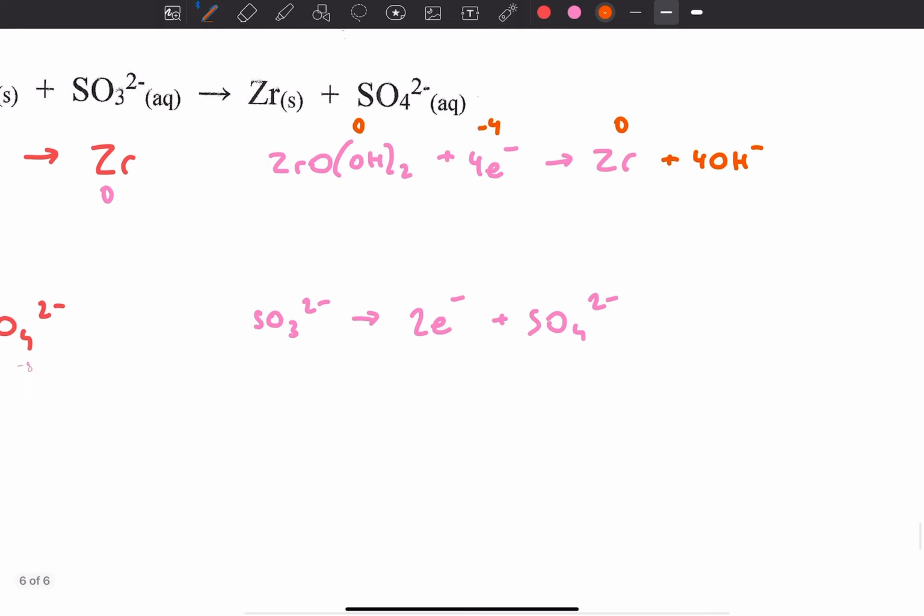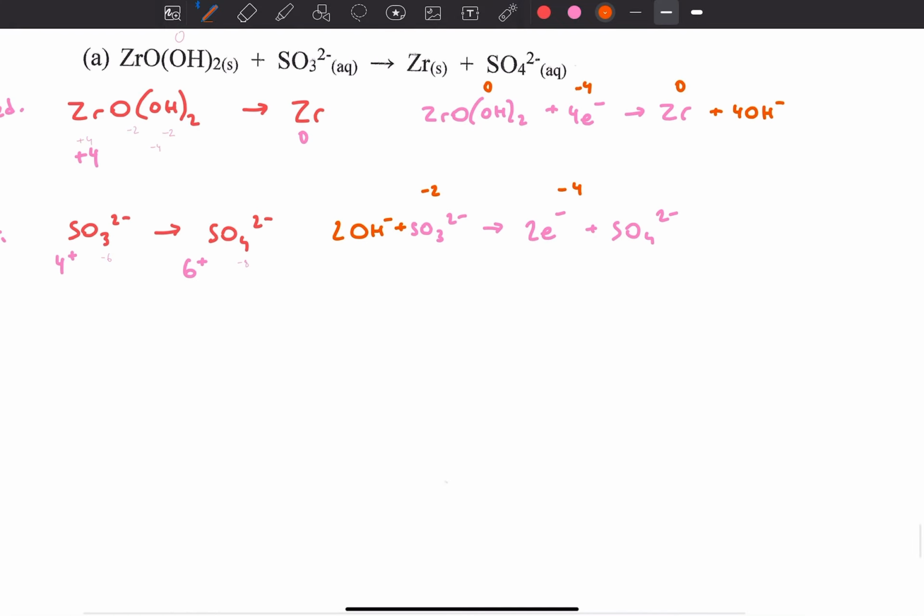Now for this bottom one, we've got a -2 over here, and then we've got a -4 over here, because we've got 2 electrons and then this 2- over here. So we need to add 2 hydroxides to this side. So we're going to do 2 OH- to this side. Now we need to make sure that our hydrogens are balanced.